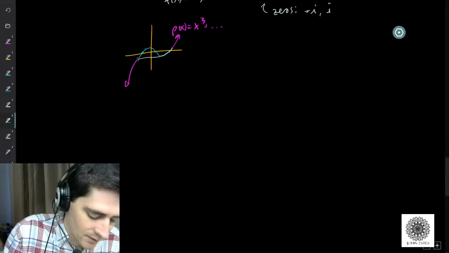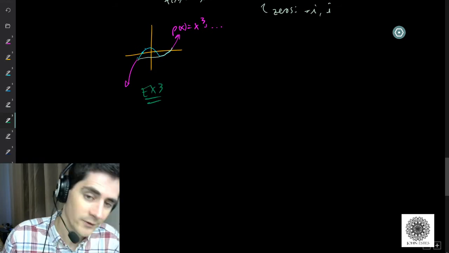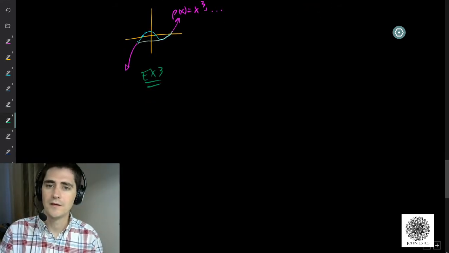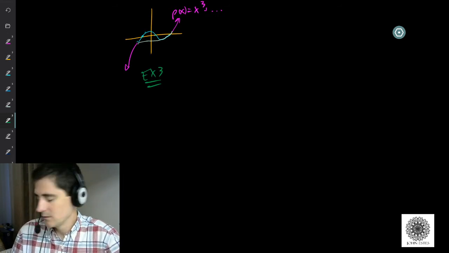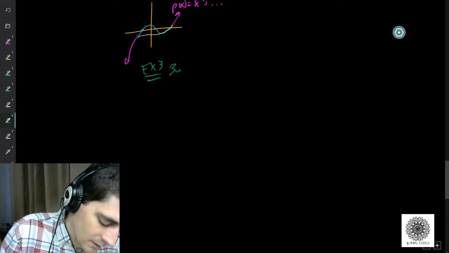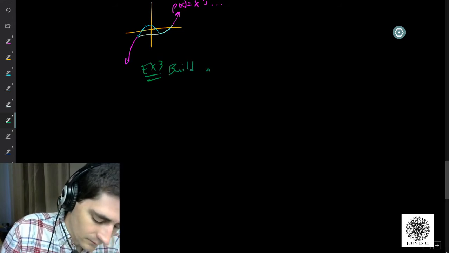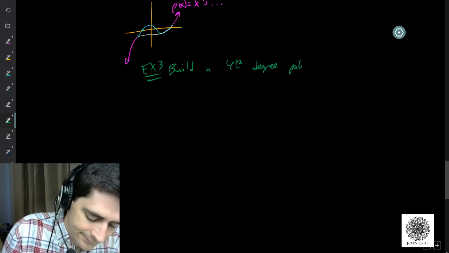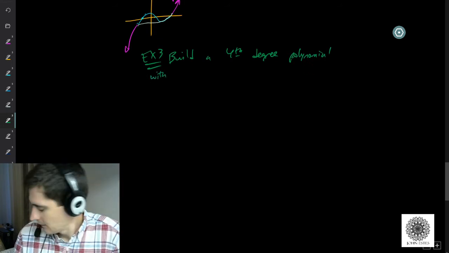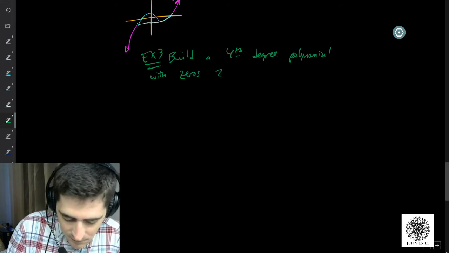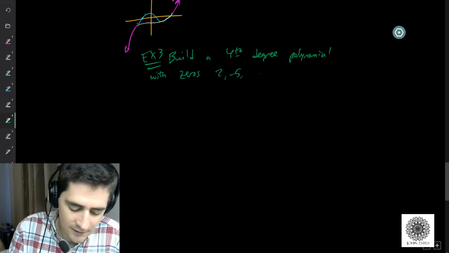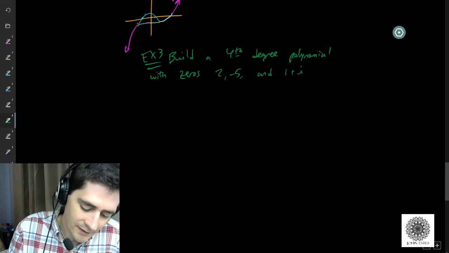All right, now let me show you an example. This is example 3 in the book. And we're going to list some criterion that we want out of a polynomial, and let's see if we can figure it out. So we want a fourth degree polynomial. So build a fourth degree polynomial with, let's see, with zeros 2, negative 5, and 1 plus i.